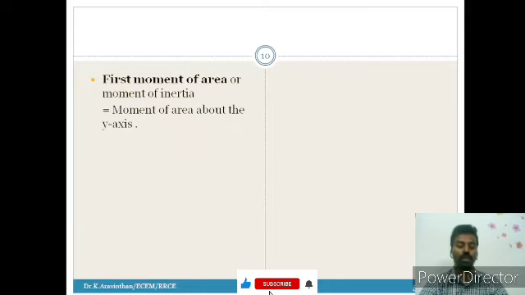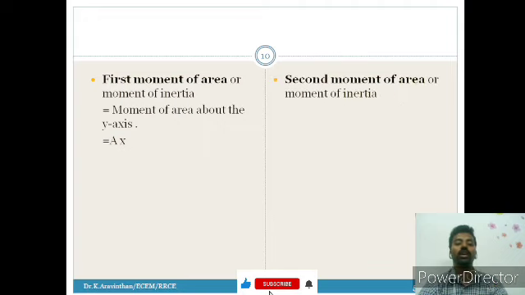There are two concepts: the first moment of area principle and the second moment of area principle. First you should know there is a term called moment and area. What do you mean by moment? Moment is generally load into perpendicular distance. So the first moment of area is area into x. Generally a moment is load into distance, but here, instead of load, area is considered.